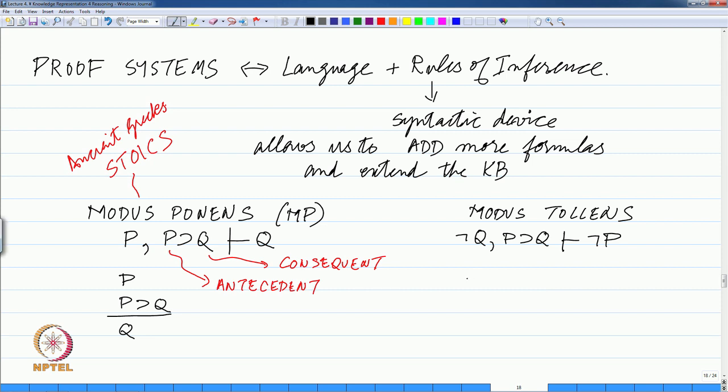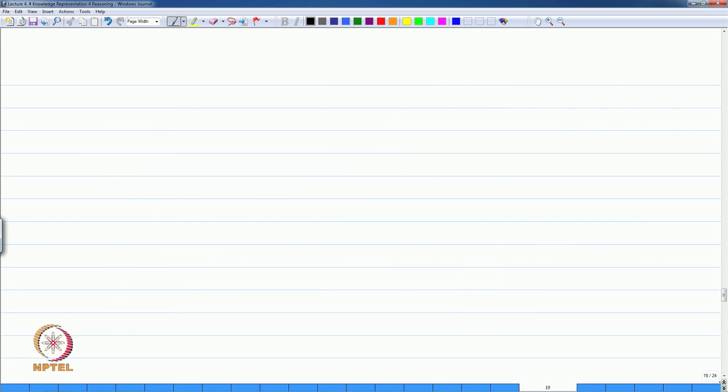Which we can also write as not q, p implies q, not p. So, let us look at a few more rules. There is a rule which says that if you have p, then you can add anything to it. This rule is called addition.